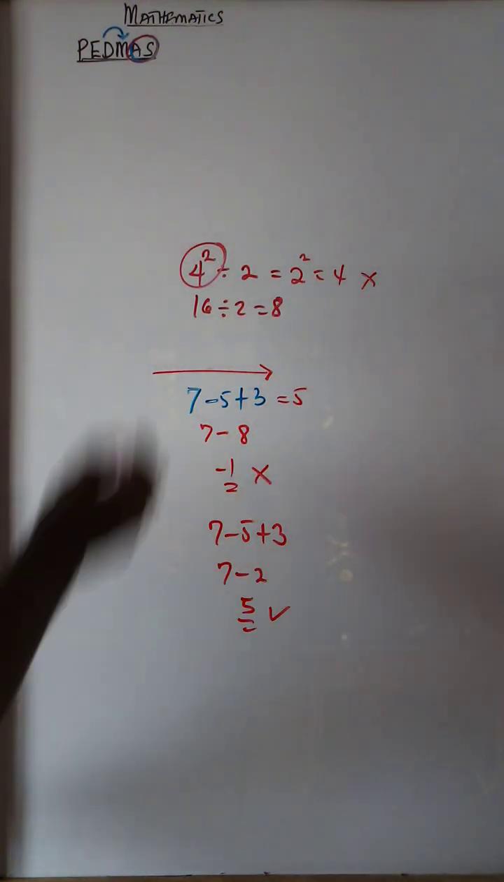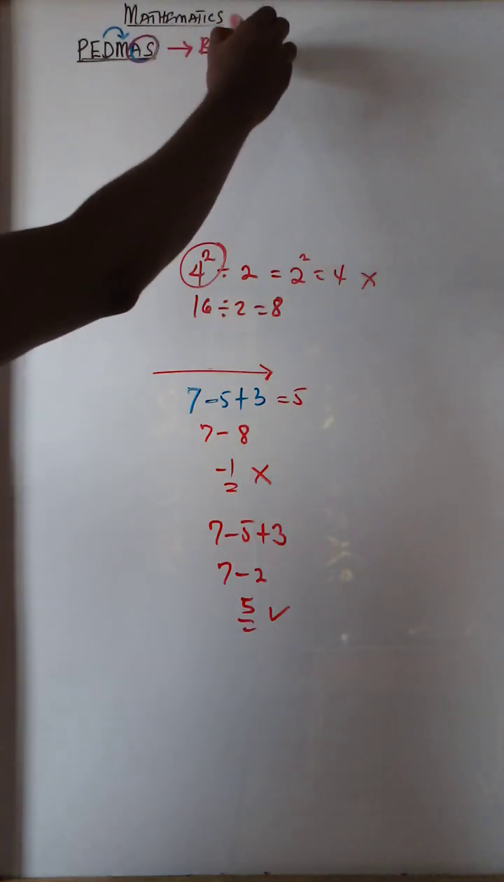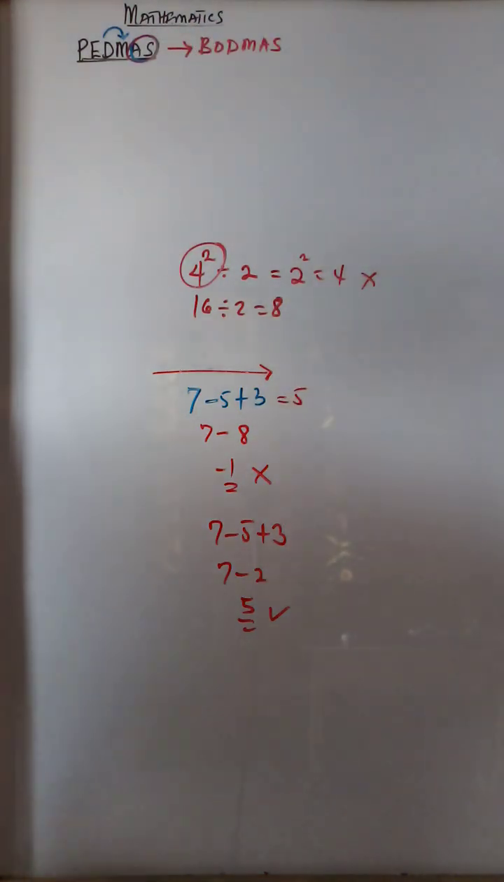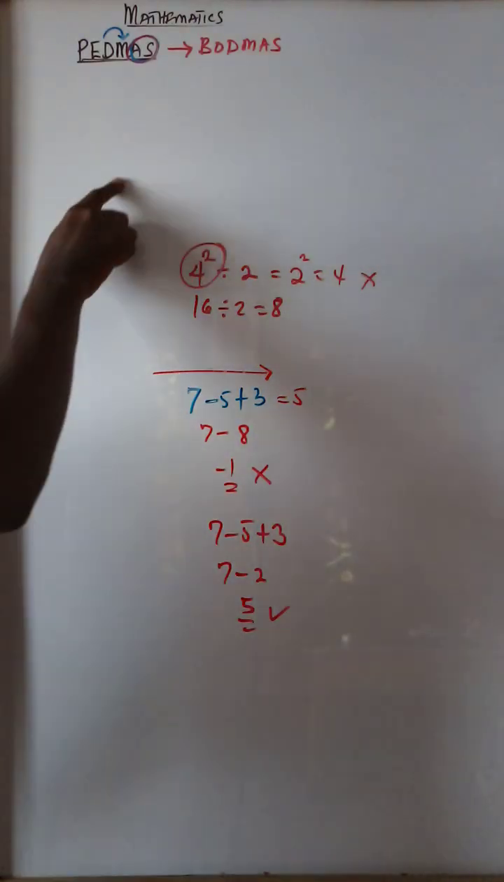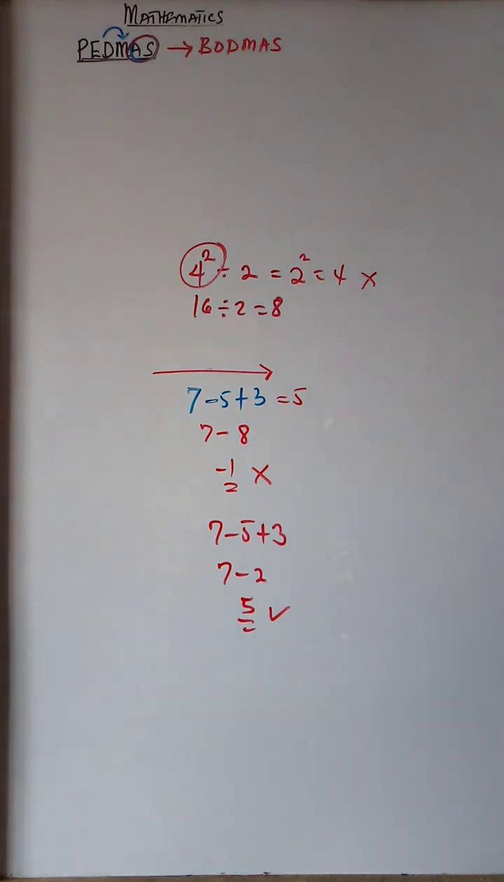That's why most times the acronym used is BODMAS, where B is the bracket, O is order, D is division, then multiplication, addition, subtraction. Let's take some examples under BODMAS or PEDMAS.